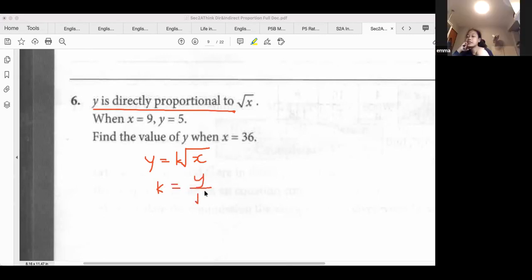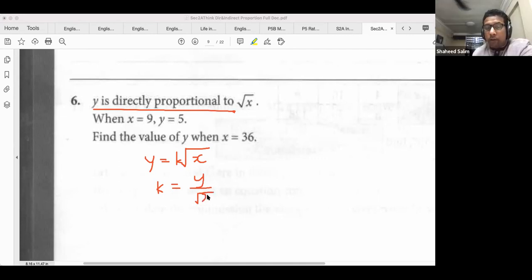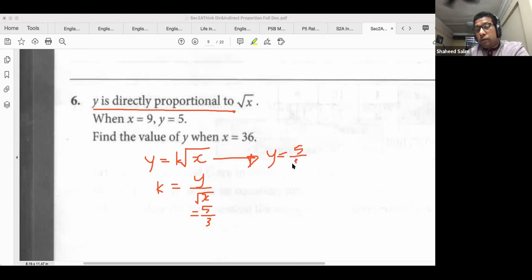5/3. Square root of 3. Yeah, okay, well done. So 5/3. Well done, well done. So your value of K is 5/3. Okay, so now you rewrite this one: Y equals 5/3 square root of X. Are we okay?